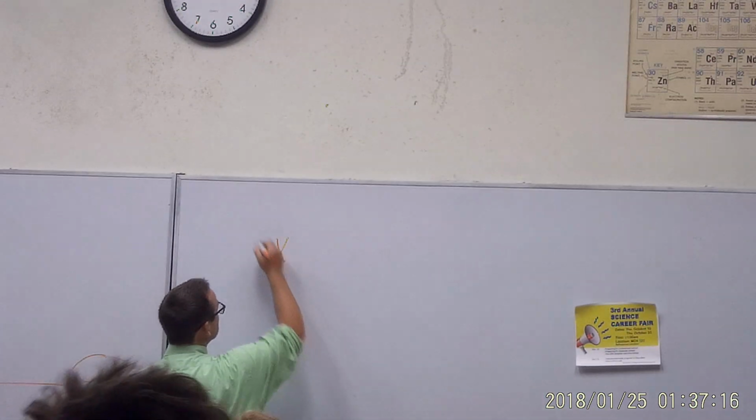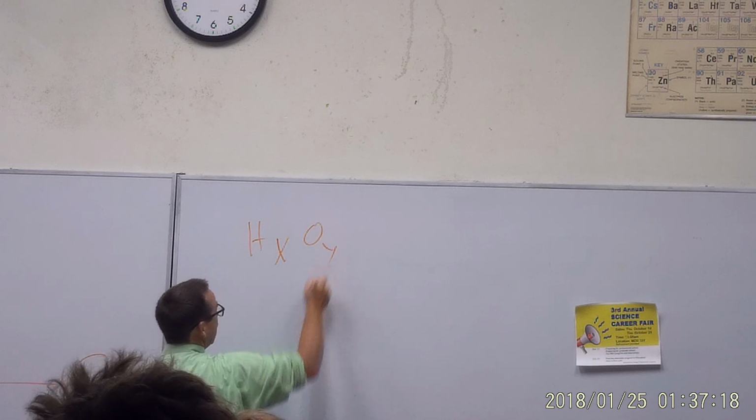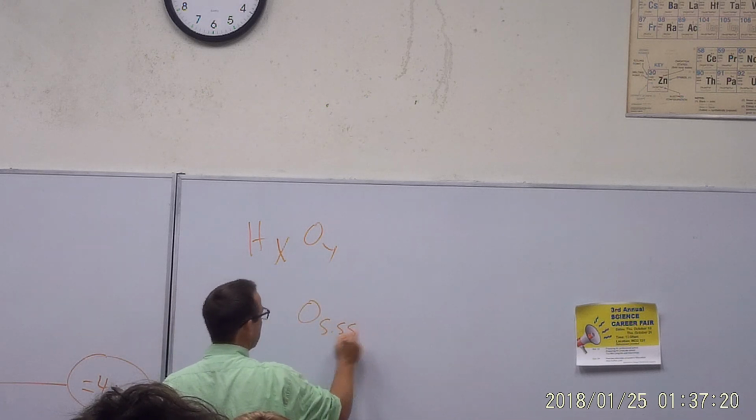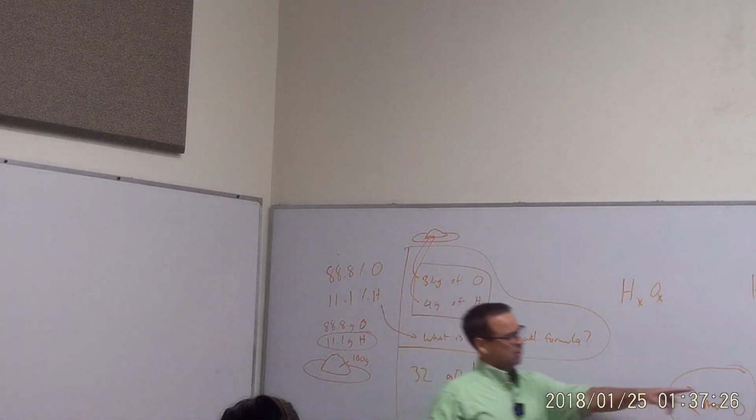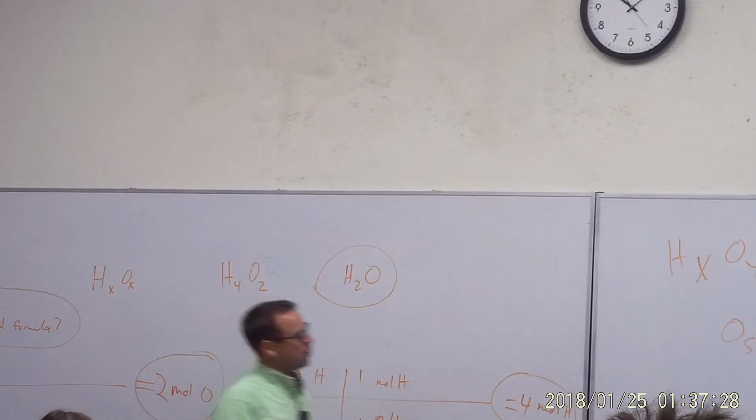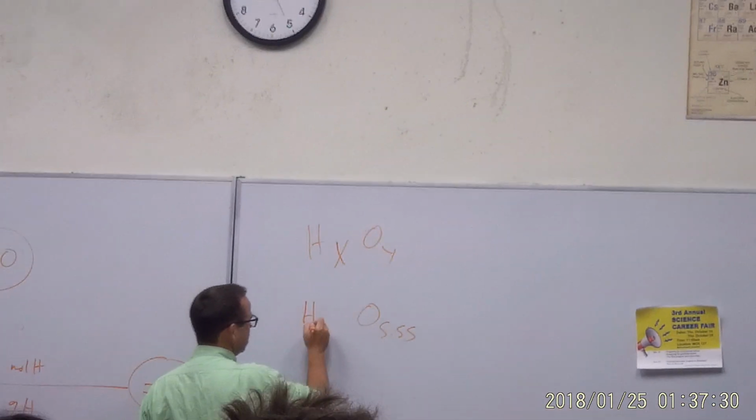5.55. So I'm going to try that. I'm going to say, okay, H is 5.55 over 5.55, O is 5.55. Now let's take the 11.1 into here, divide by 5.55 times by 1. That's going to be H 11.1.